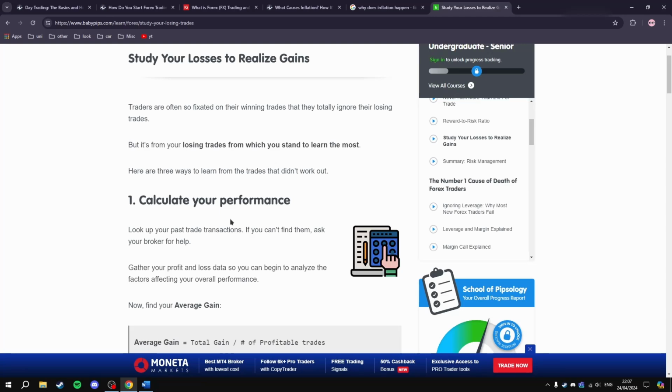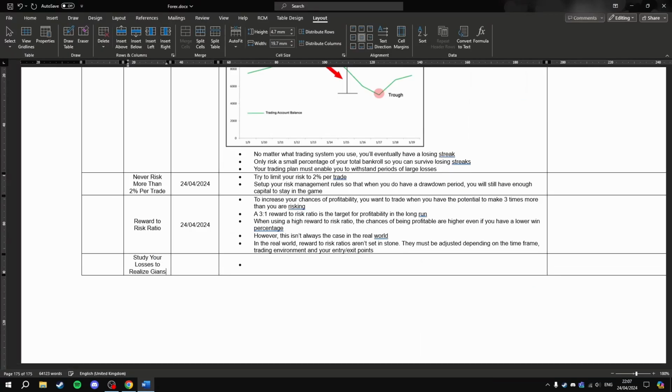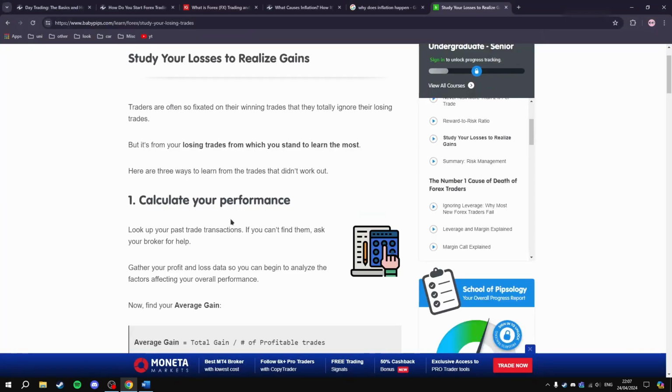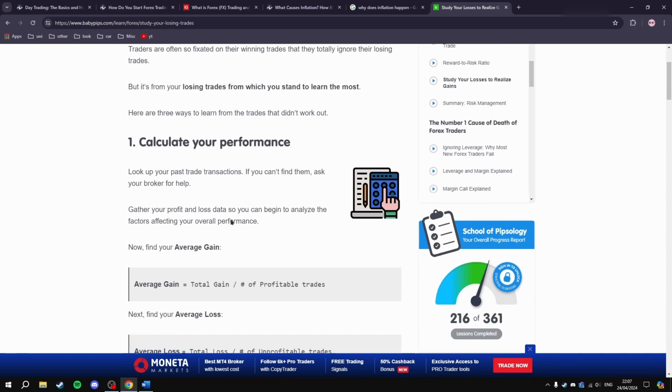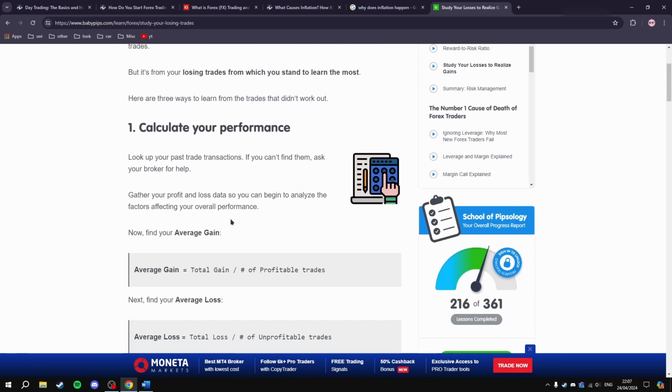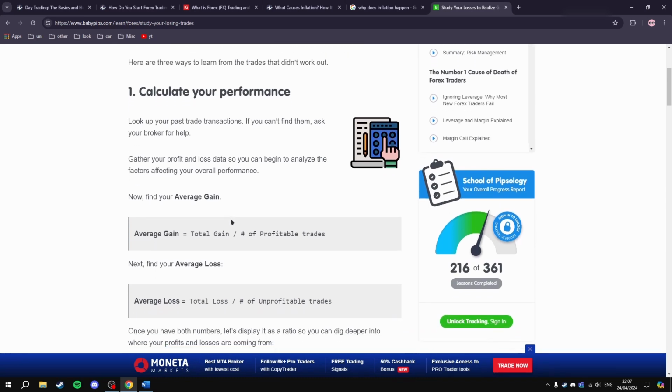Study your losses to realize gains. So, traders are often so fixated on their winning trades that they totally ignore their losing trades. But it's from your losing trades from which you stand to learn the most. Here are 3 ways to learn from the trades that didn't work out.